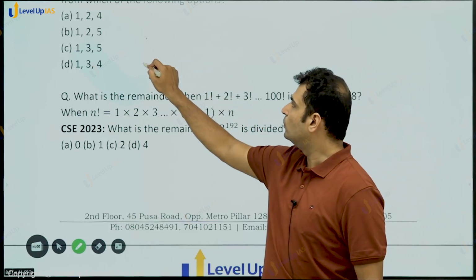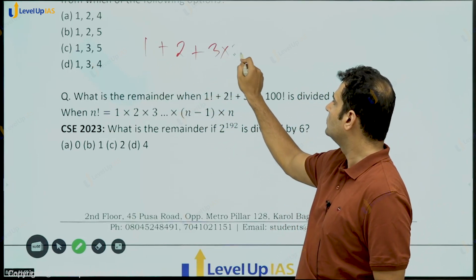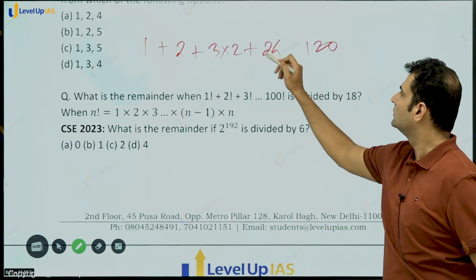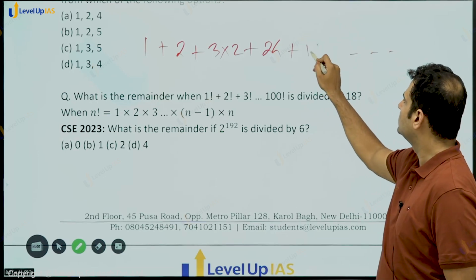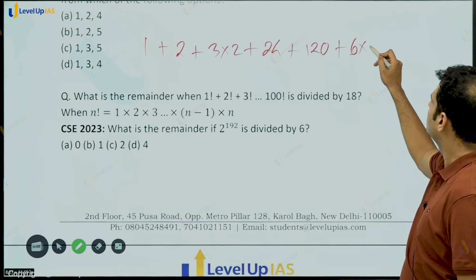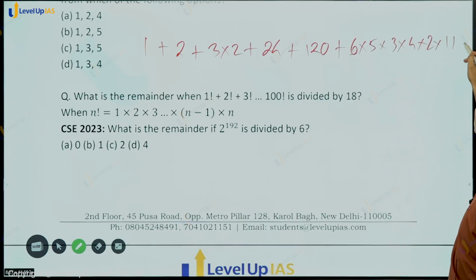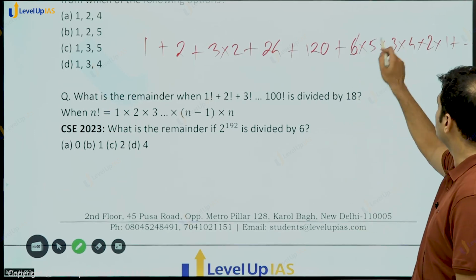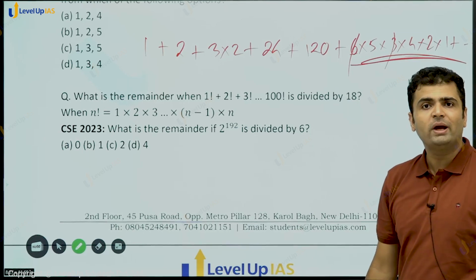1 factorial is 1, 2 factorial is 2, 3 factorial is 3 into 2, मतलब 6, 4 factorial is 24, 5 factorial is 120. 6 factorial is 6 into 5 into 4 into 3 into 2 into 1 plus dot dot dot. अब observe that this is divisible by 18, क्योंकि यहाँ पे 6 into 3 है, तो ये 6 factorial is divisible by 18.